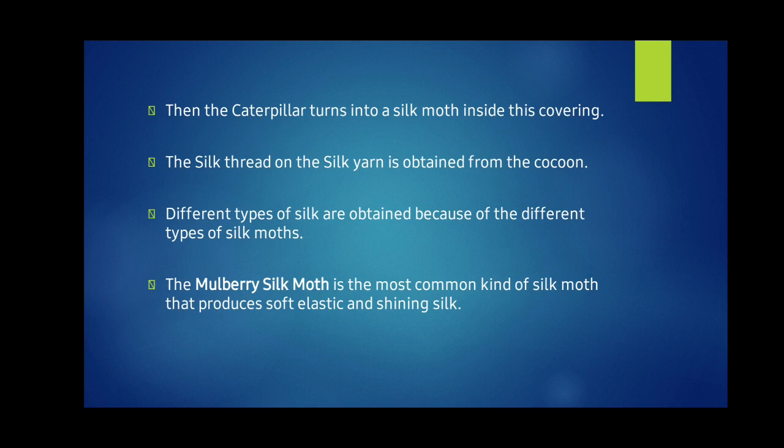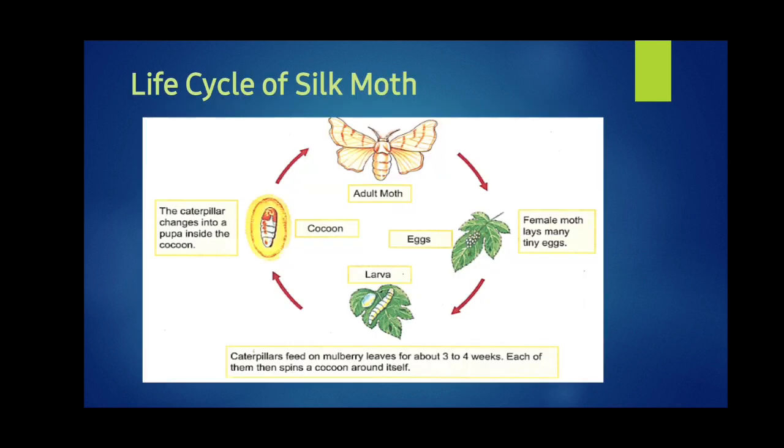Different types of silk are obtained because of the different types of silk moths. There is a variety of silk because of the variety of silk moths. The mulberry silk moth is the most common kind of silk moth that produces soft, elastic and shining silk. The mulberry silk is a common one among the various silk products. You see here, these are the various stages of the life cycle of the silk moth.